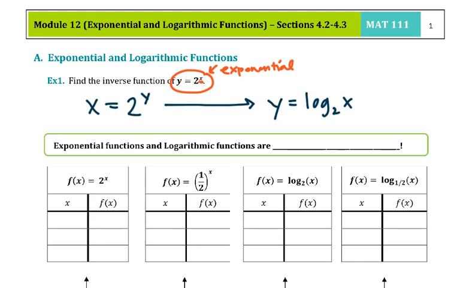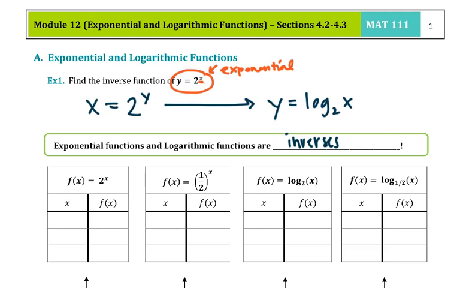Okay, so we are going to talk about exponentials and logarithmic equations and functions in this section. And the one thing that we know is that exponential and logarithmic functions are inverses. So let's talk about the graphs of some basic parent functions for exponential and logarithmic functions.